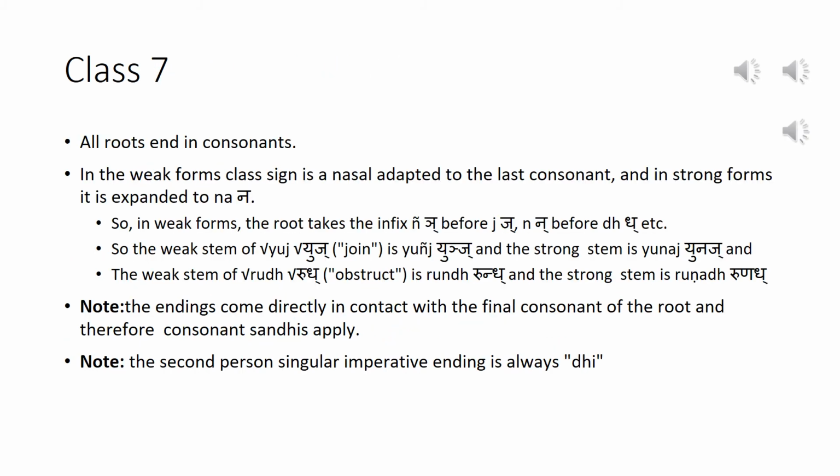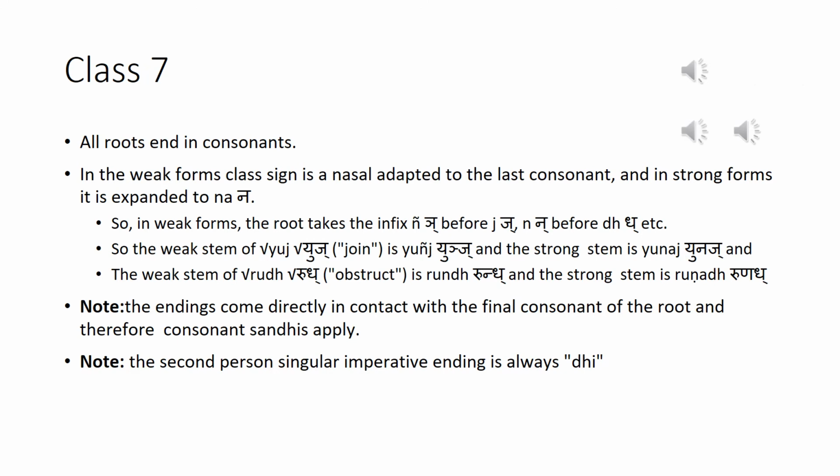Let us now consider root class 7. All roots of this class end in consonants. The class sign is a nasal preceding the last consonant. In weak forms, it is a nasal adapted to the last consonant, while in strong forms, it is expanded to na. So the weak stem of yuj is yunj and the strong stem is yunaj.